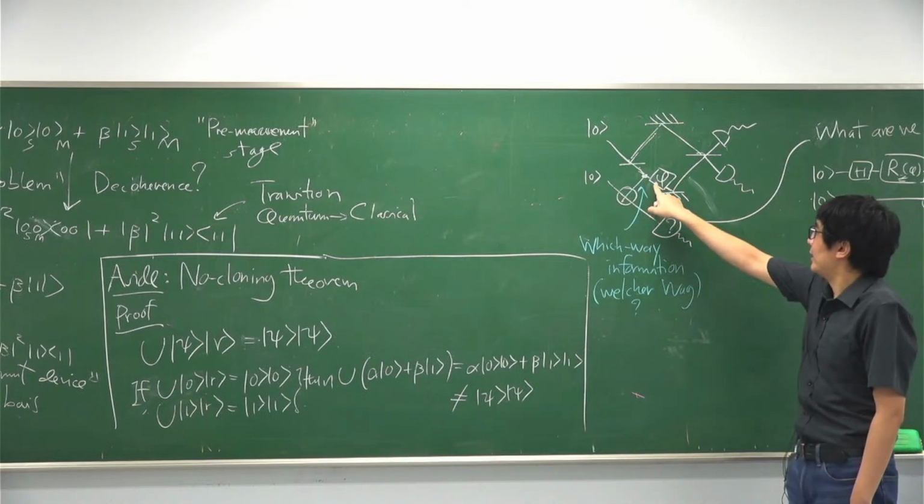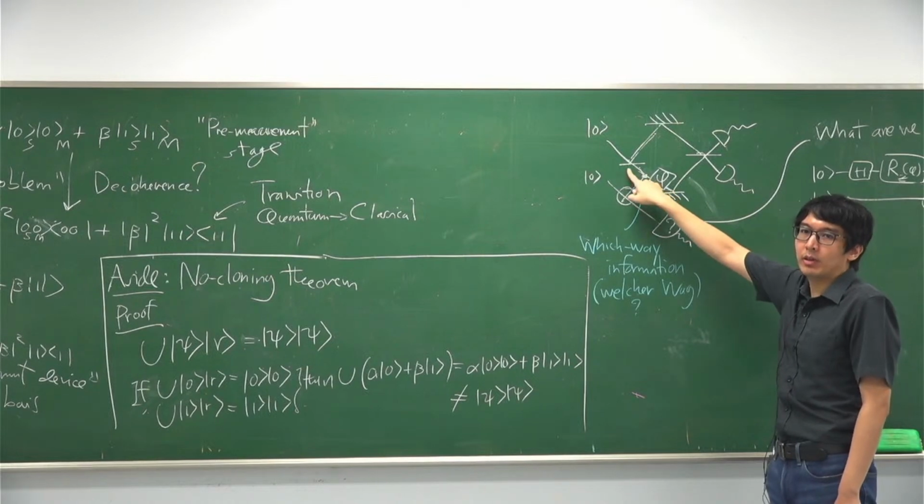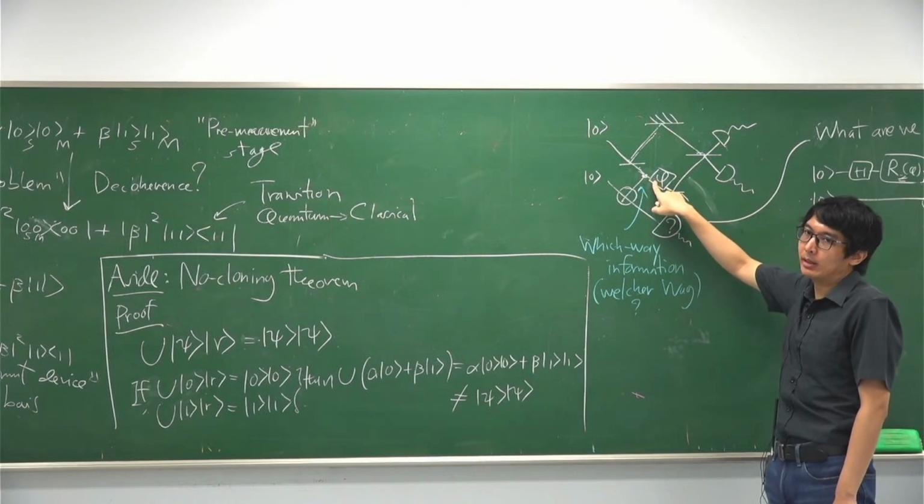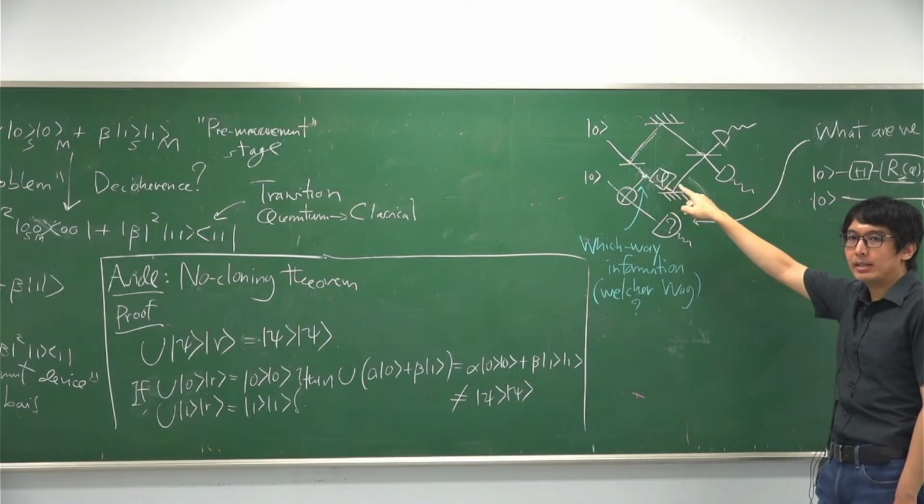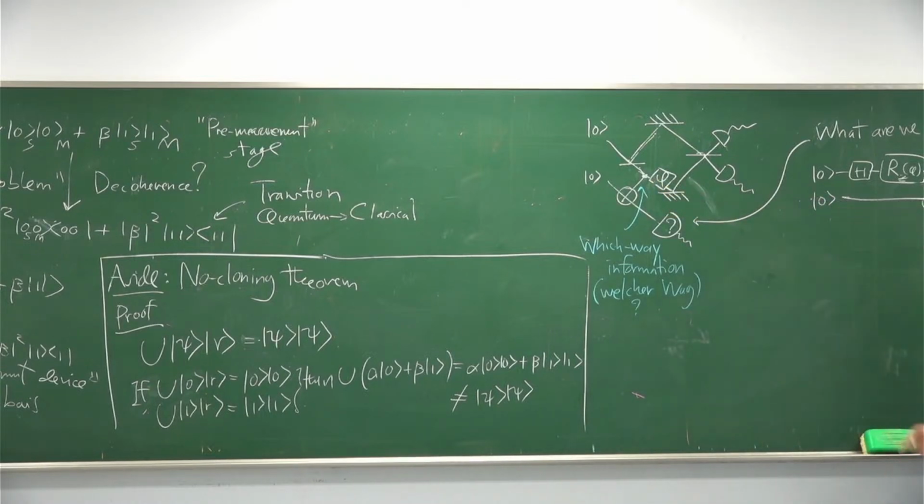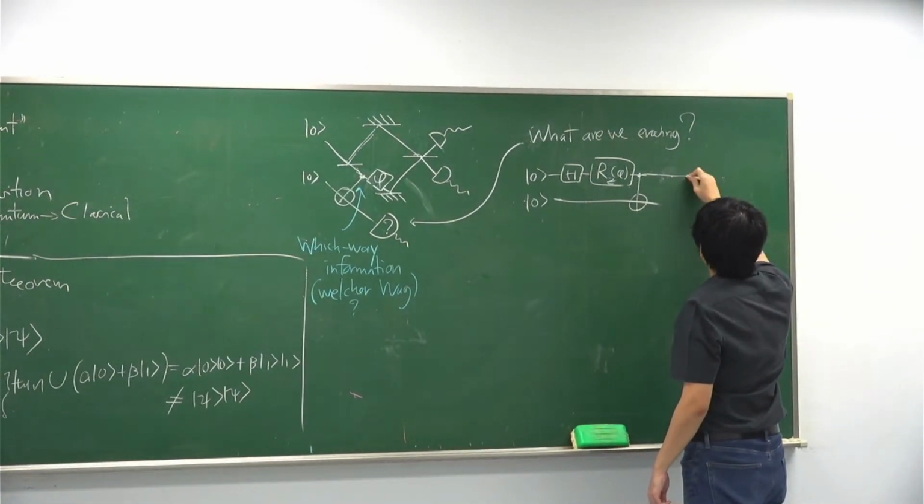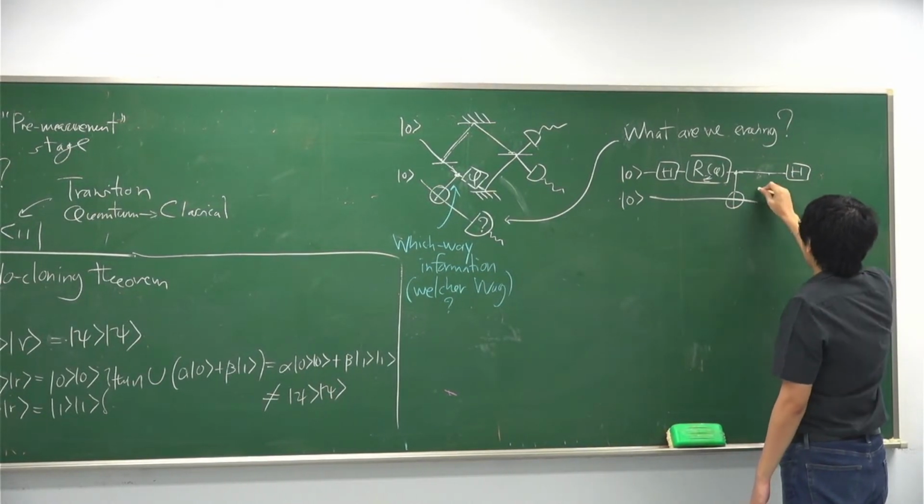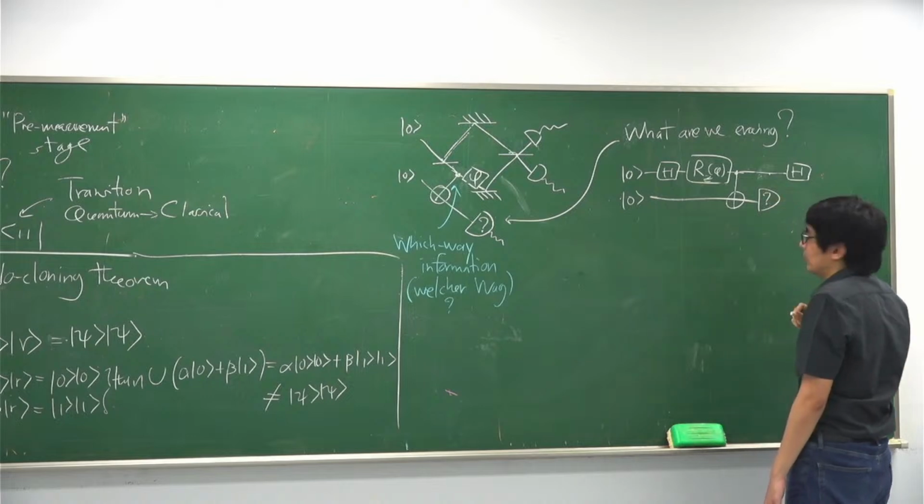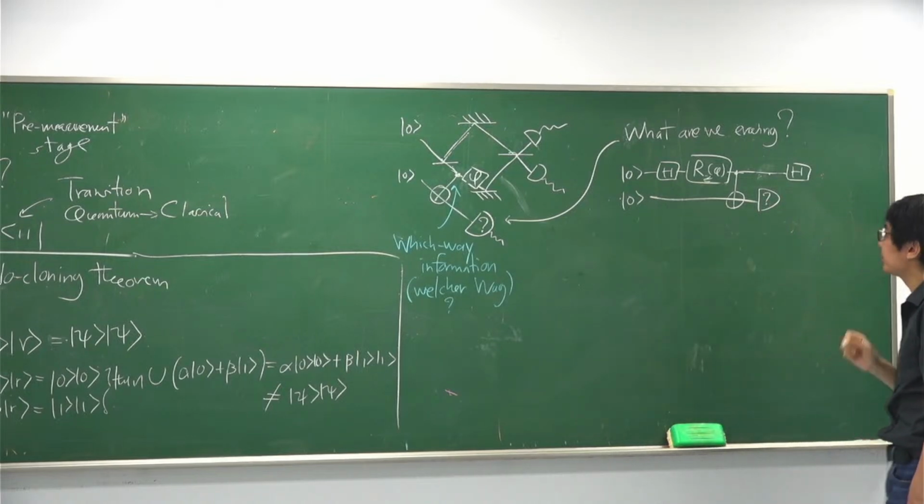But notice that I can move the phase shifter before or after the C naught. It doesn't matter because it acts in the same basis. It's diagonal in the same Z basis. So I just put the rotation here. And then there's a beam splitter there. Well, maybe I just delay it a bit. And then I can choose to make a measurement here.